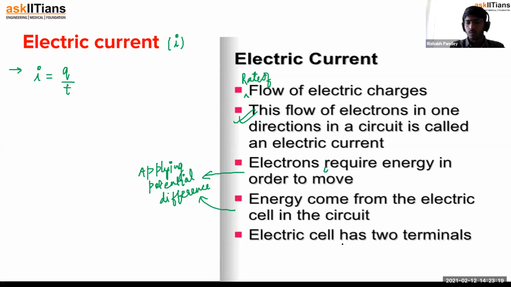And then the cell has two terminals. They are symbolized like this. The larger one is basically the positive terminal. The smaller one is the negative terminal. These are the two terminals.